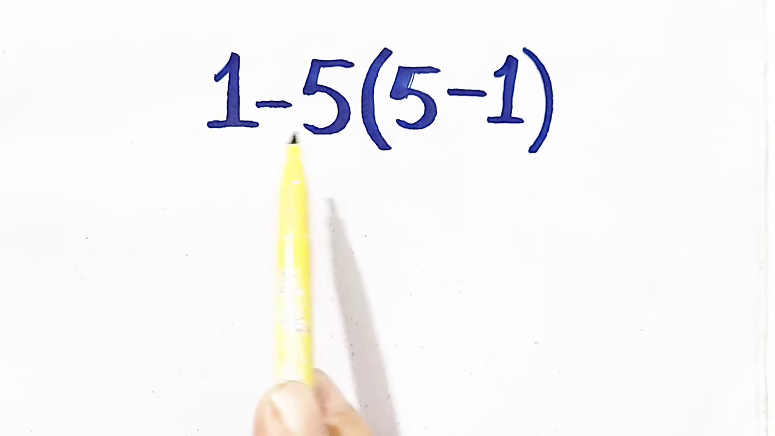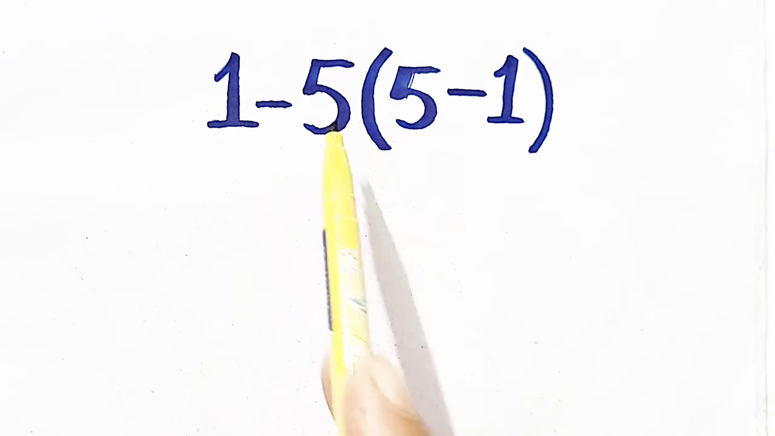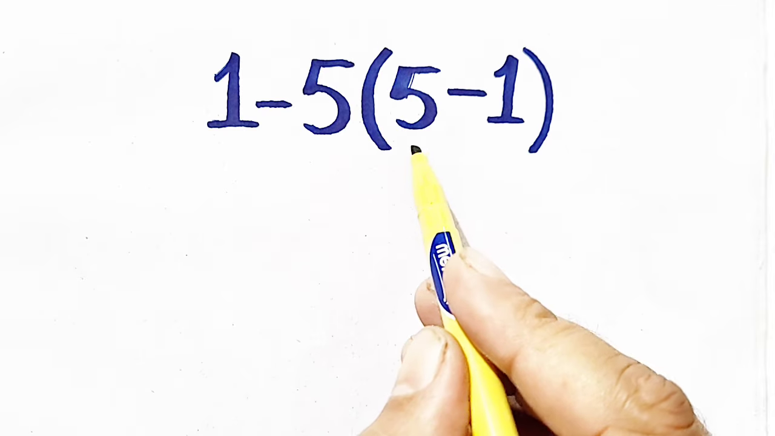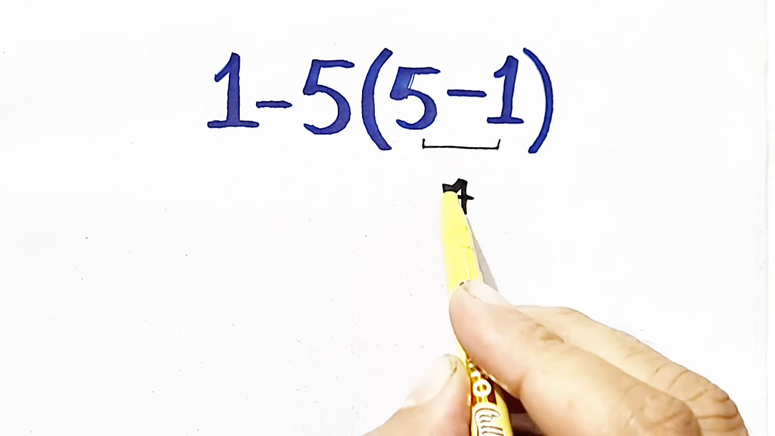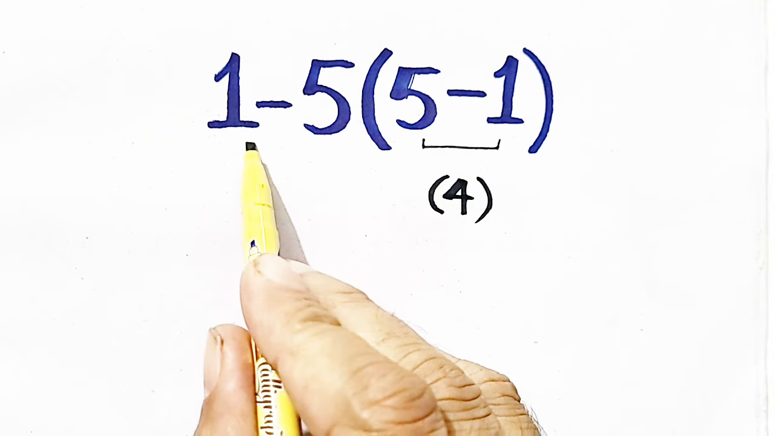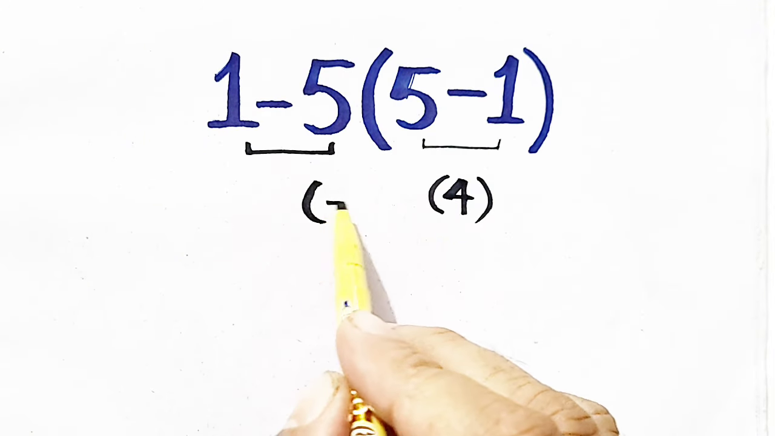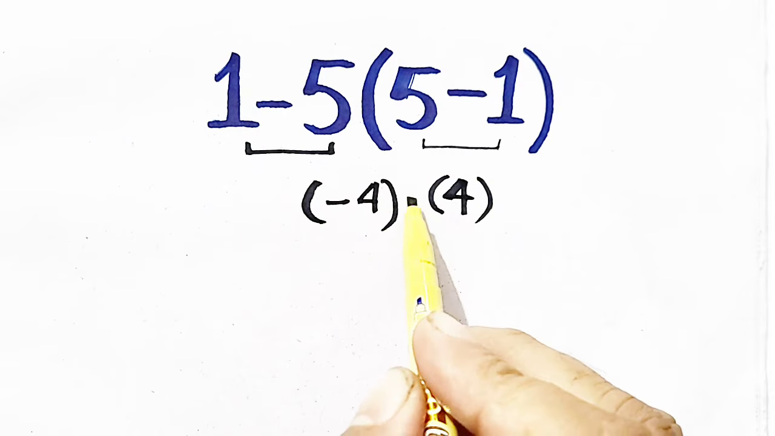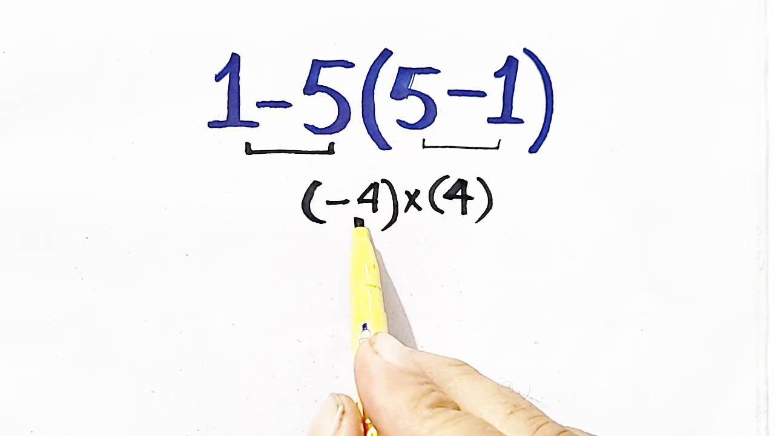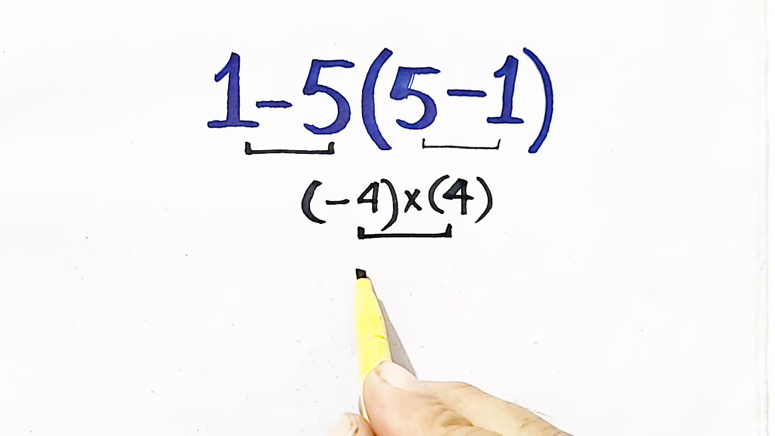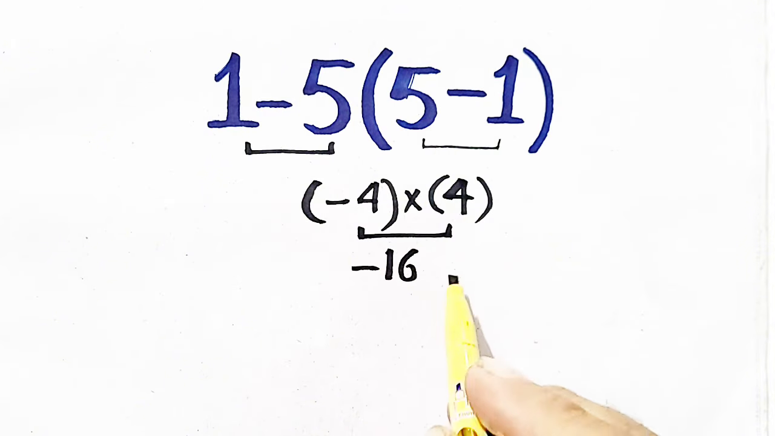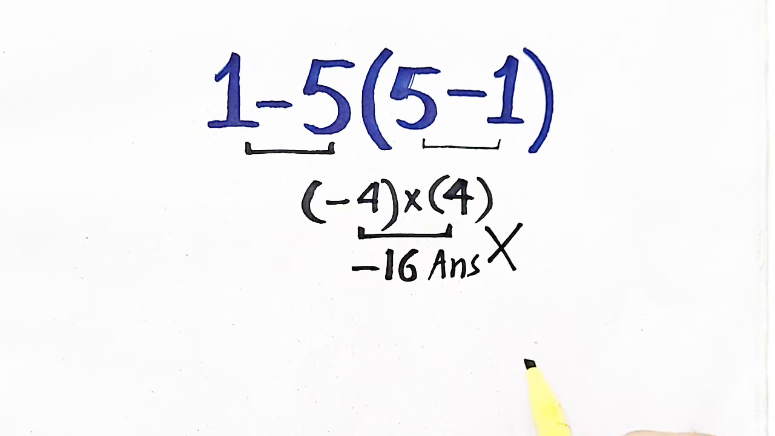Look at that question, it looks very simple because it is 1 minus 5 and 5 minus 1. 5 minus 1 is equal to 4, and 1 minus 5 is equal to minus 4. So here is multiplication, so minus 4 times 4. When these numbers are multiplied, we will get minus 16, which will be our answer. But remember that all this is incorrect.